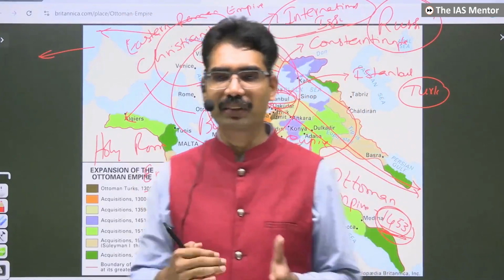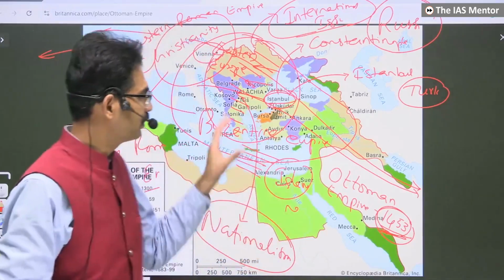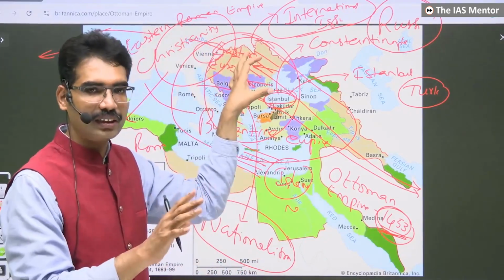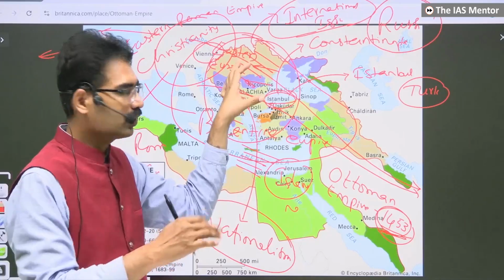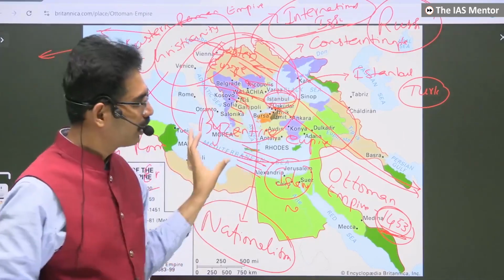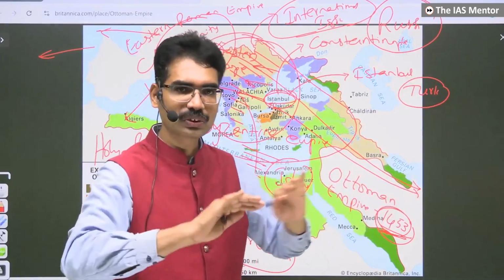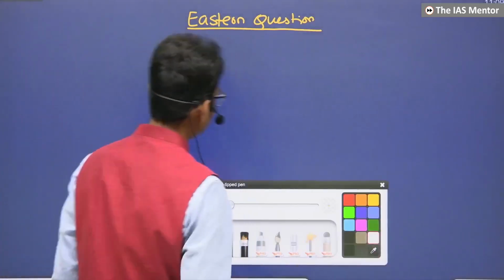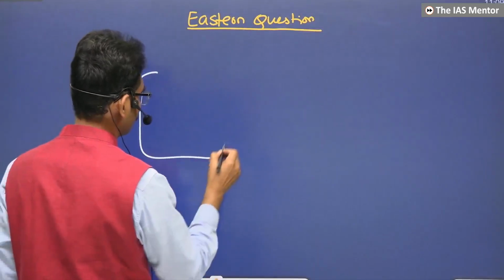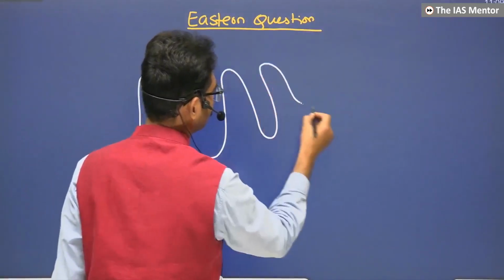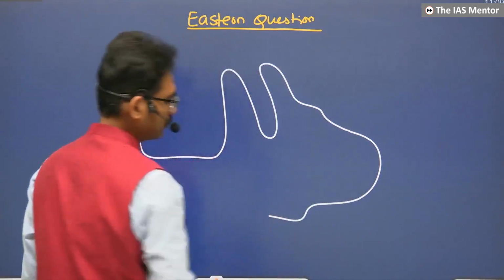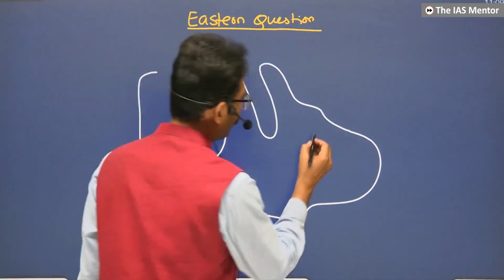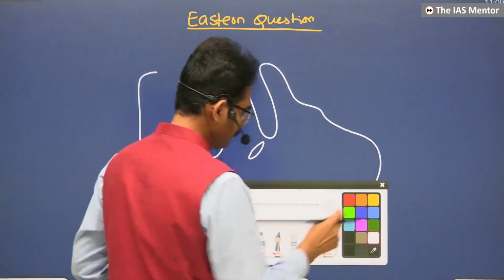Now, I will try to make it even more simplified. Who are these people? So far, I have tried to explain this region. But within this region, different types of people were there. They were following different types of religions. Now, to simplify it further, I am trying to declutter it. Eastern question. This is Italy. This is the Mediterranean. Now here, different sets of people were there.